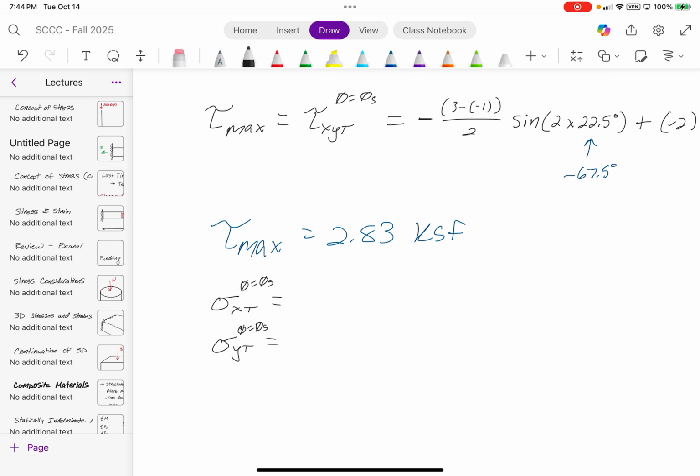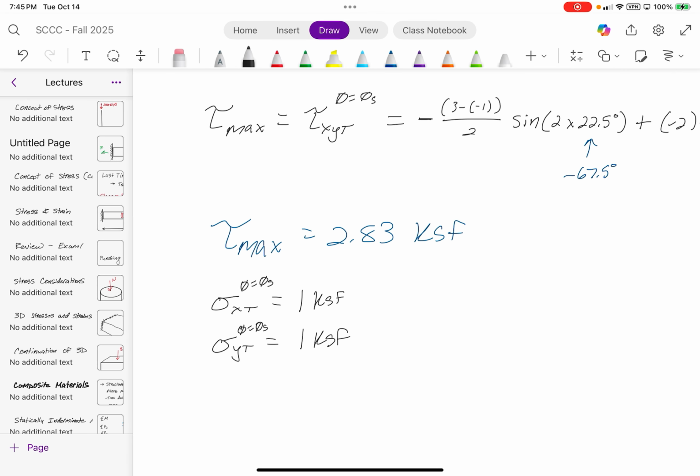Say that again? Both would be equal to 1. Yeah, who gets one KSF? Why is no one speaking up? Gotta be stressing, bro. Really quickly, who doesn't get one KSF? You don't? How did you do it? Did you use the stress transformation equations? I'm kind of confused.